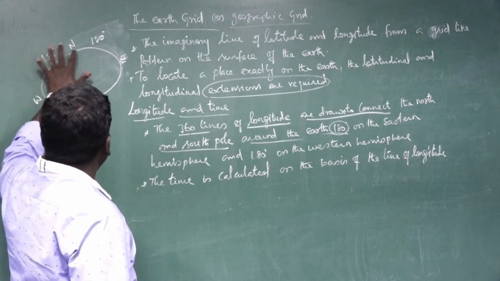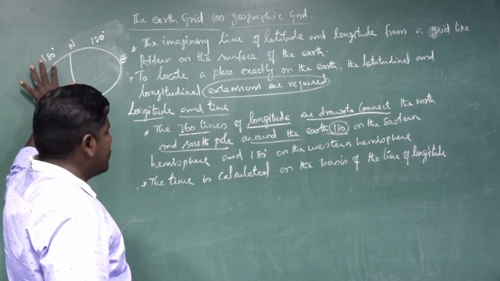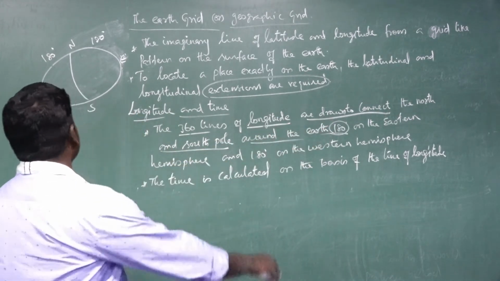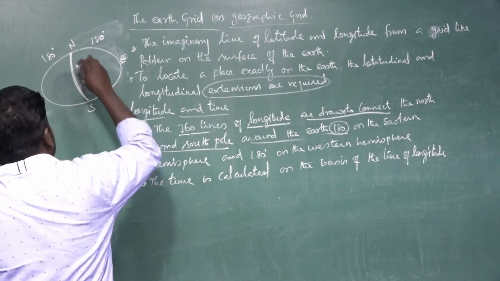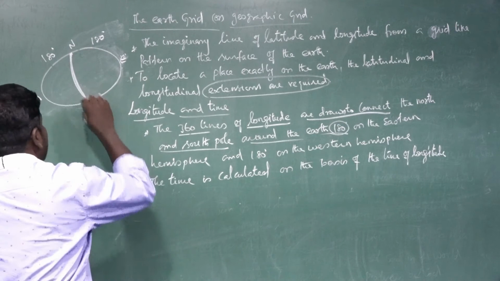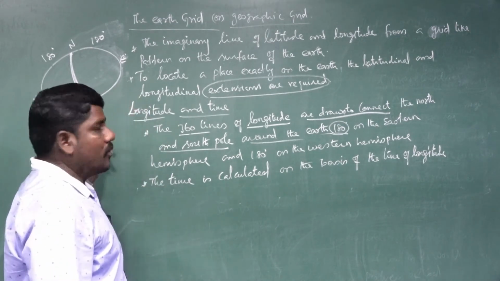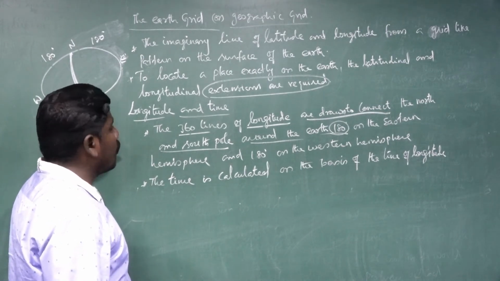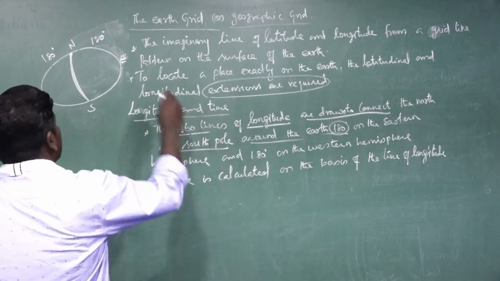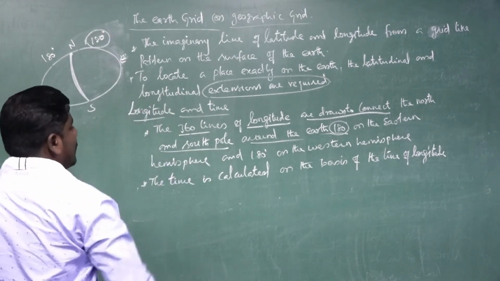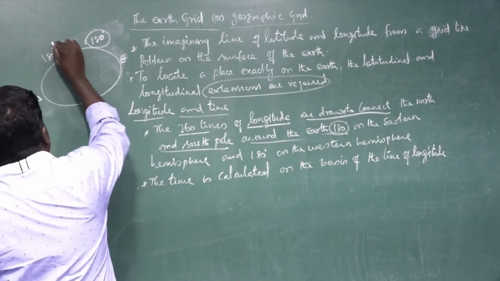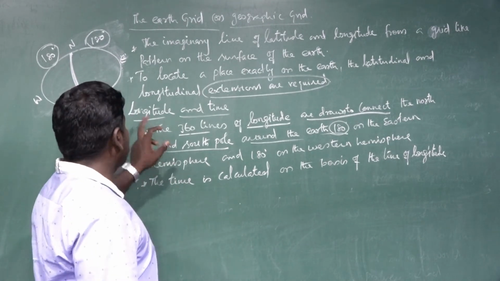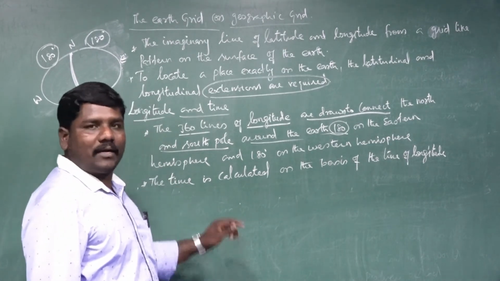So totally 360 lines of longitude are drawn to connect the north and the south poles around the earth. 180 lie on the eastern hemisphere and 180 on the western hemisphere. That is called longitudes and time.